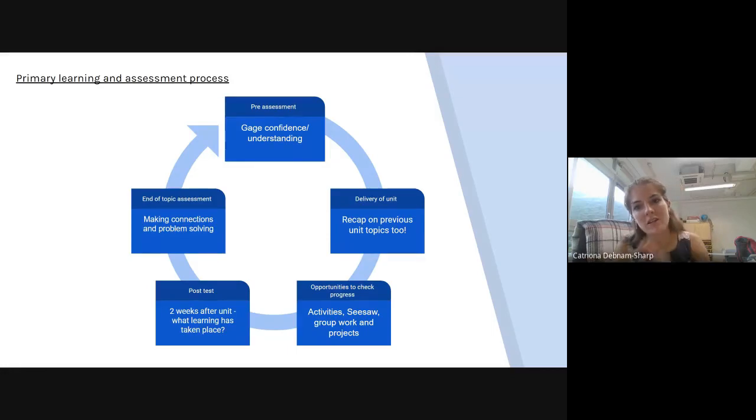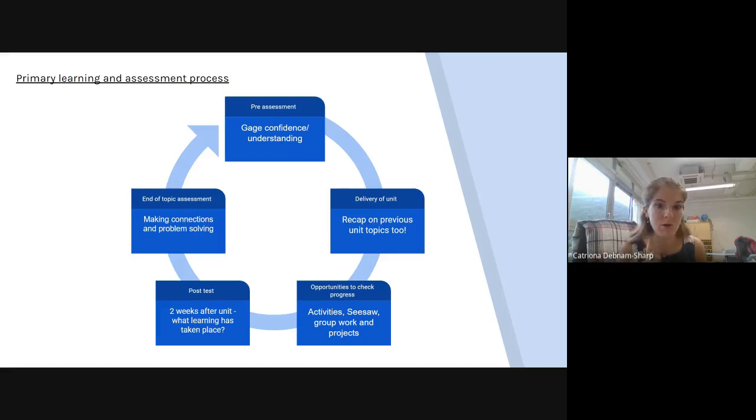We'll then deliver the unit itself, and we might recap on previous unit topics too, and throughout that there'll be opportunities to check progress for the teachers. So we'll be delivering activities, they might be posting work to Seesaw, they might do collaboration tasks, and there'll be projects too.